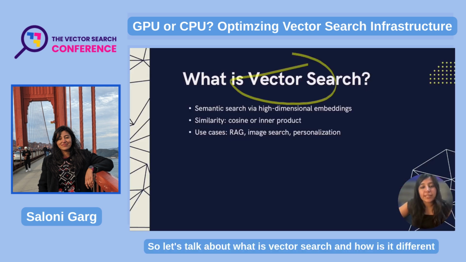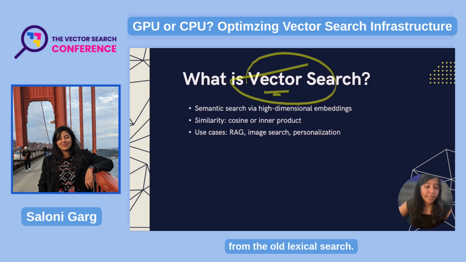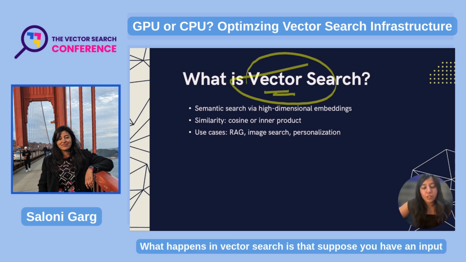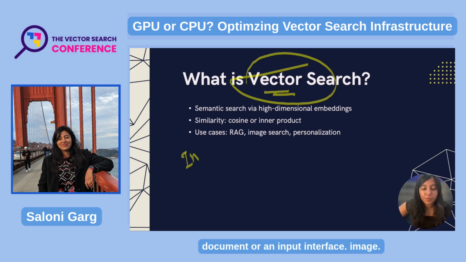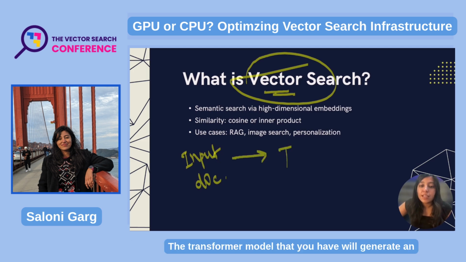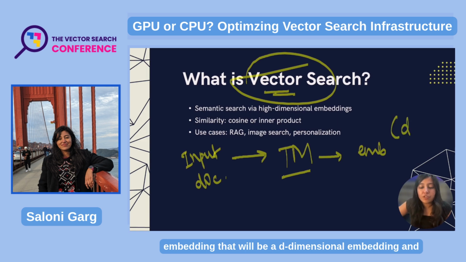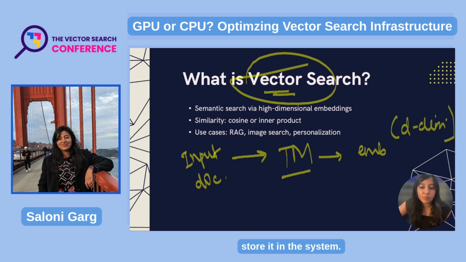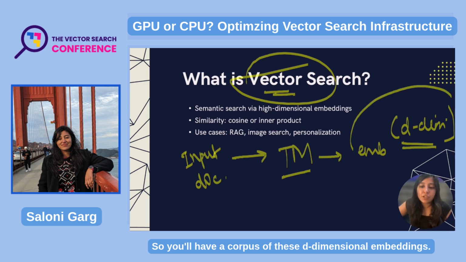So let's talk about what vector search is and how it is different from the old lexical search. What happens in vector search is that suppose you have an input document or an input image. Let's say you have an input document that comes into your system. The transformer model that you have will generate a d-dimensional embedding and store it in the system. So you'll have a corpus of these d-dimensional embeddings.